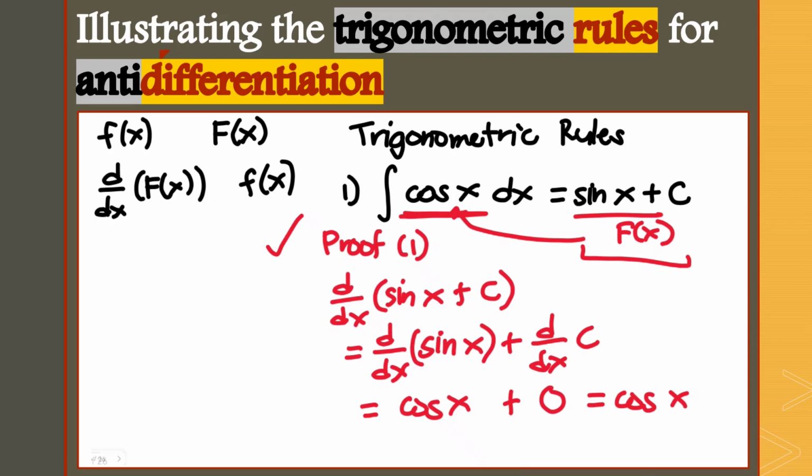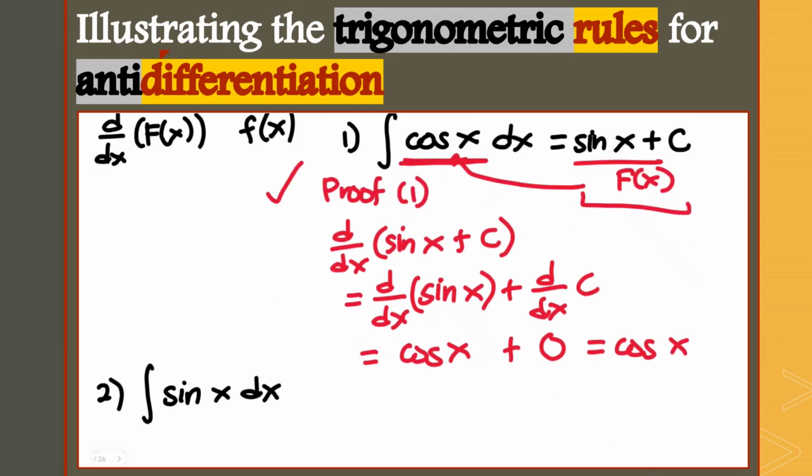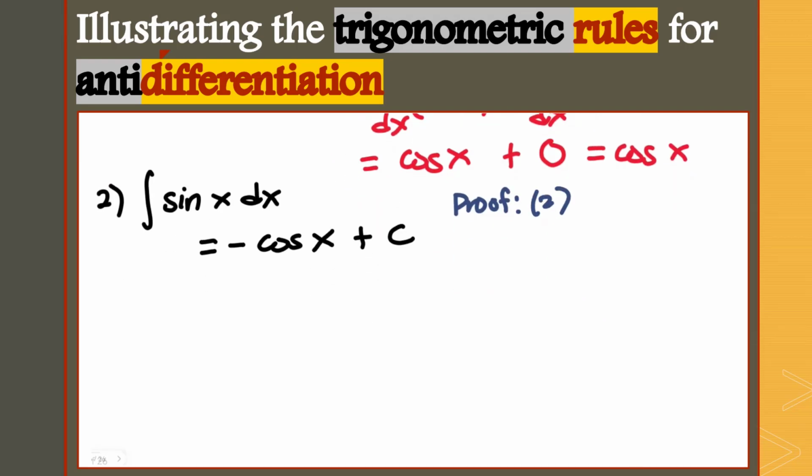Let me proceed to the second rule. This is the integral of sine x dx. Earlier, the integral of cosine x is sine x plus c. The integral of sine x dx is equivalent to negative cosine x plus c. Take note, it's negative cosine x, because if we prove that, it would return sine x. As mentioned, I'm not going to show the proof of the others, but allow me to prove this second item.